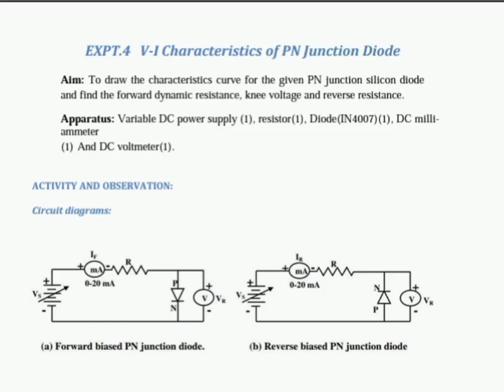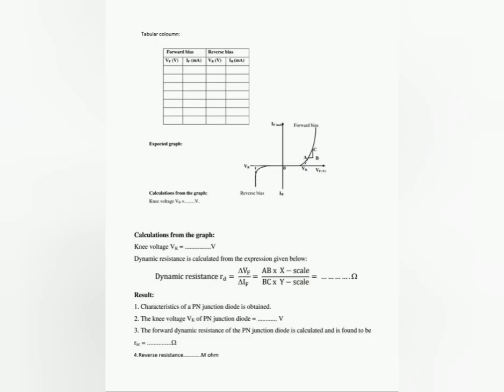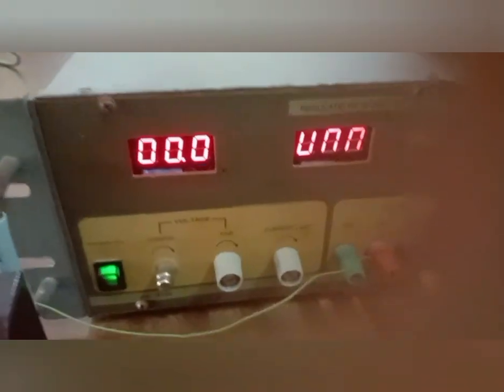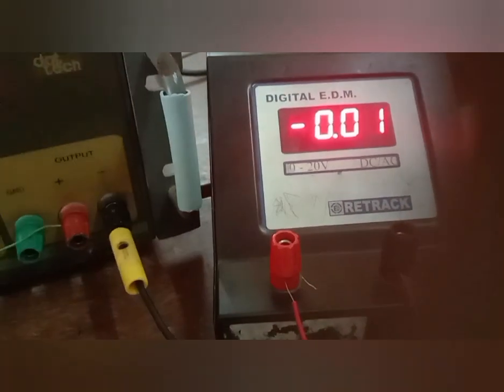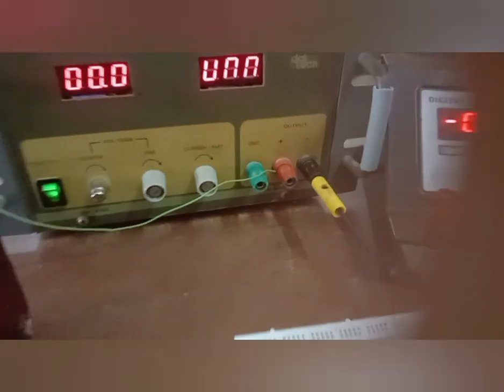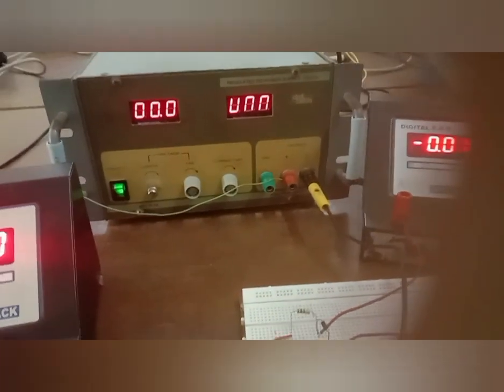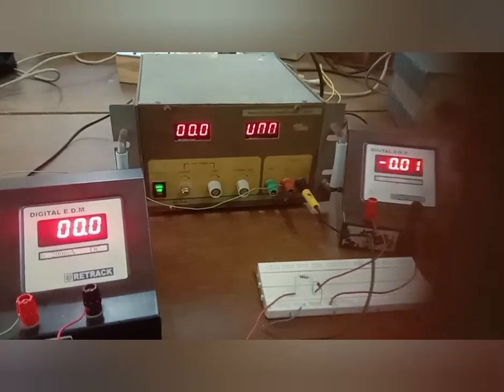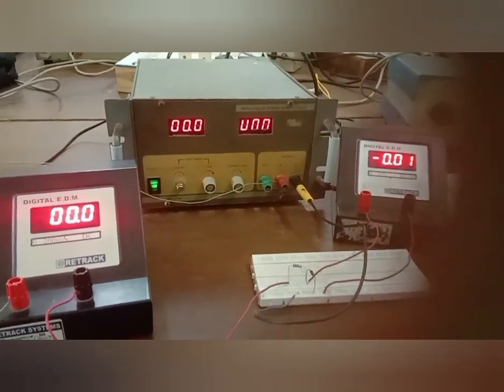Circuit for forward and reverse characteristics. Here are the tabular column and the nature of the graph. Components are the breadboard, diode, resistance, voltmeter, regulated power supply and the ammeter. Connections are made as shown in the circuit diagram. This is the final setup of the connection.